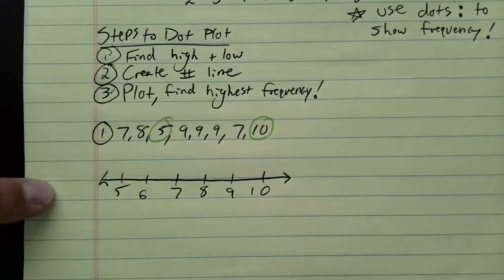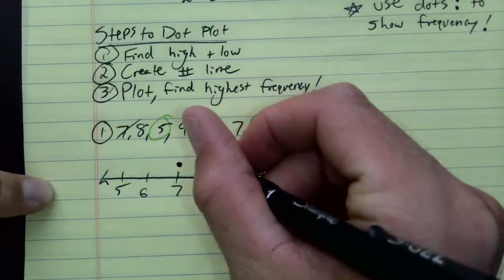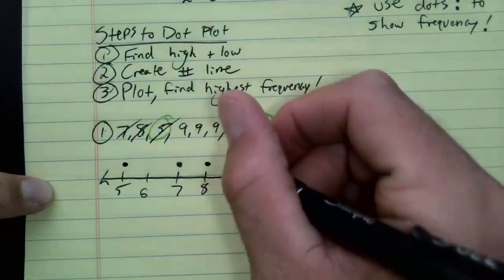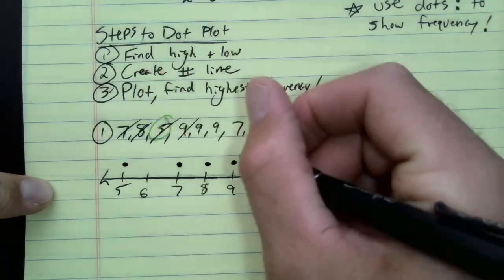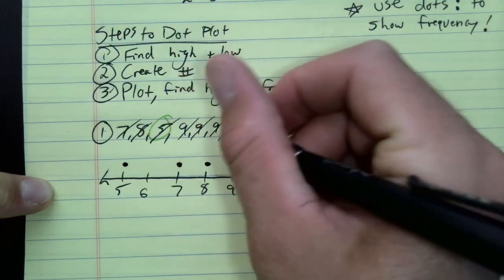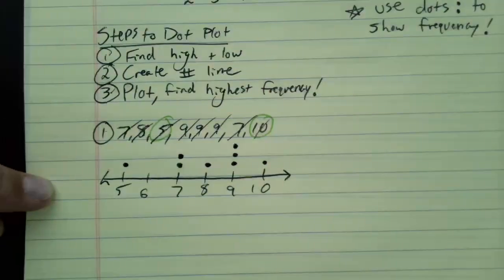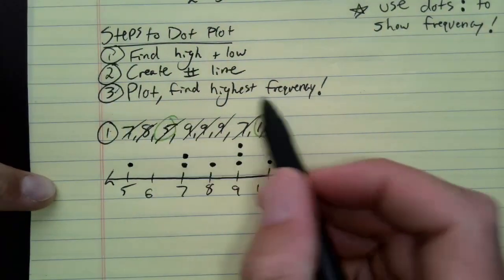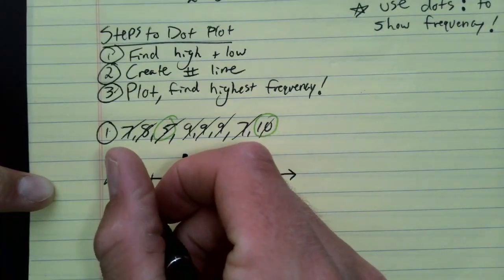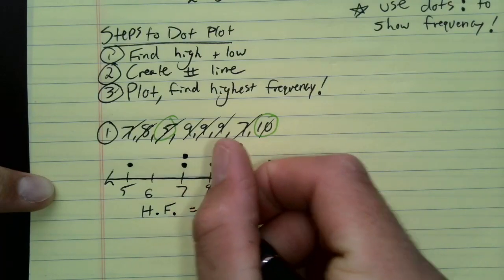Step 3, just plot it. 7, put a 7. Here's 8, put an 8. Here's 5, cross off 5. 9. Oh, there's 2 9s. Oh, there's 3 9s, put a third dot. 7, and 10. Perfect, so we just plotted. And lastly, find your highest frequency. Well, 9 has the most dots. So HF, highest frequency, is 9.